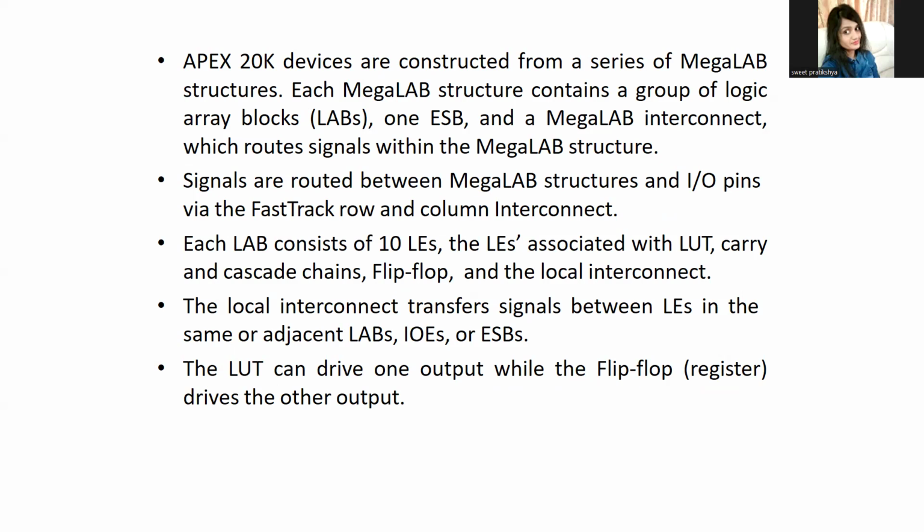Now we will discuss how the Apex 20K architecture is organized. The architecture is organized using MegaLABs. In other architectures, we learned only about LABs, that is logic array blocks, but the Apex 20K architecture is a more advanced version where we have MegaLABs. Each MegaLAB contains a set of LABs, an embedded system block, that is ESB, and interconnect. It also contains FastTrack interconnect which runs across the device, enabling high speed routing of signals between the logic areas. Each LAB includes 10 LEs with their own LUT, flip-flop and local interconnect. These local interconnects allow communication between adjacent LABs, minimizing delay and improving routing efficiency.